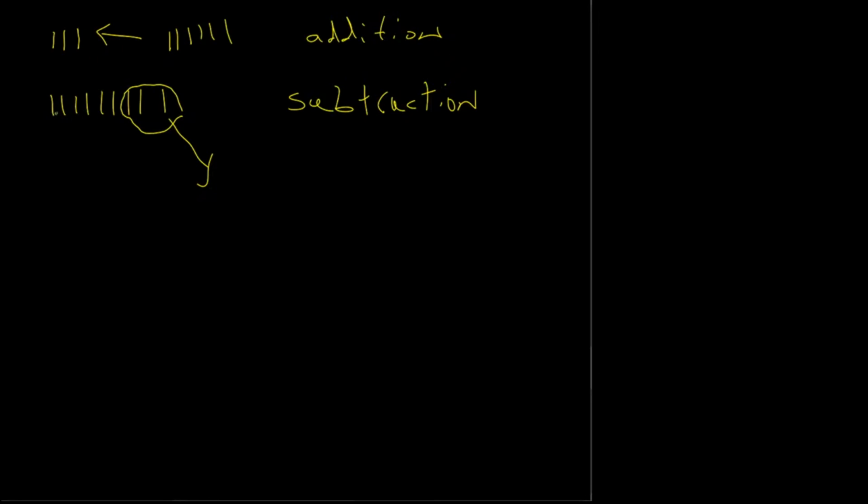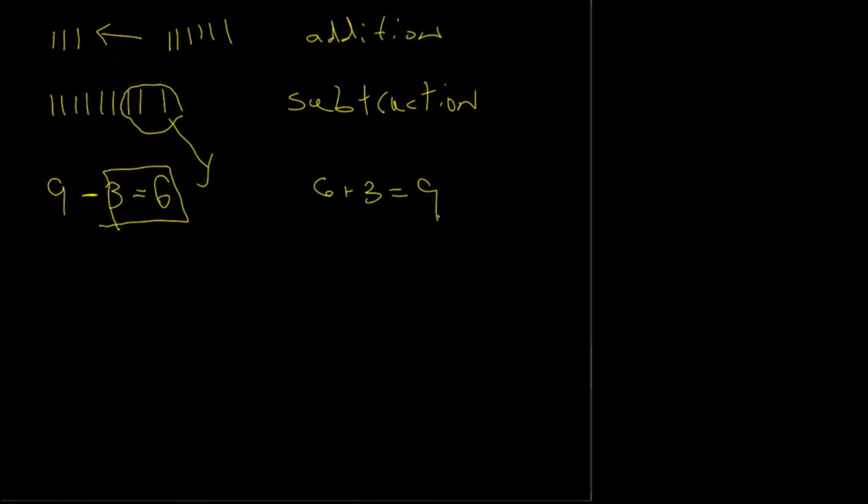So here I had 1, 2, 3, 4, 5, 6, 7, 8, and I had 9 things. I circled 3 of them to take away, and that left me with 6. Notice how this is related to the addition. If I look at these two parts, 6 plus 3 is 9.